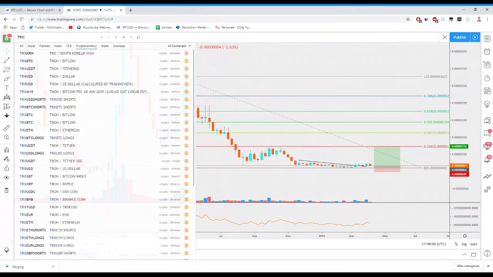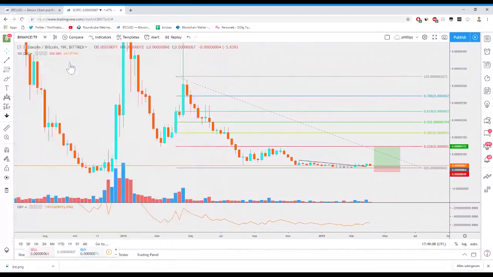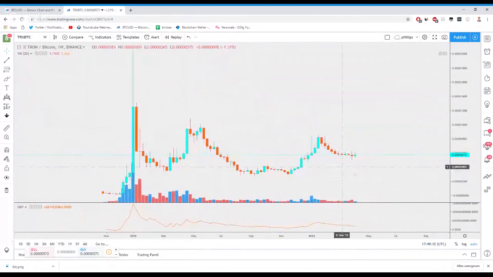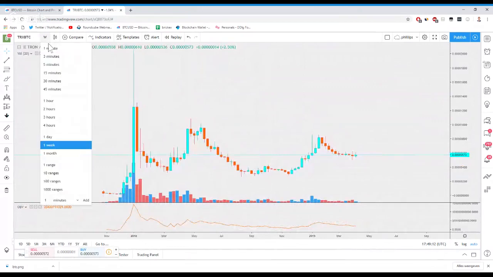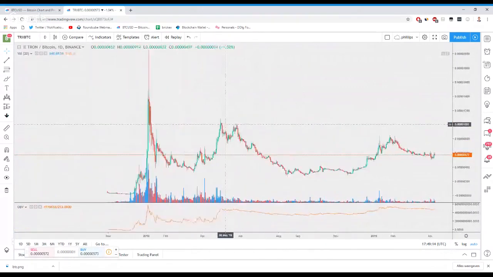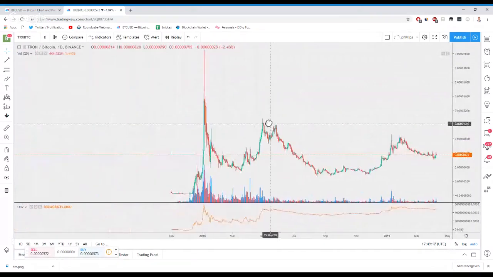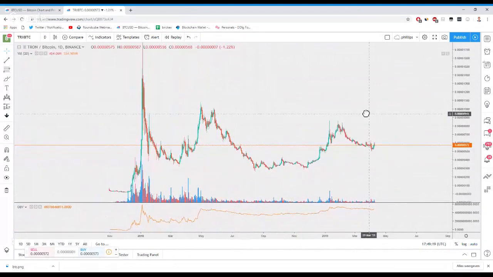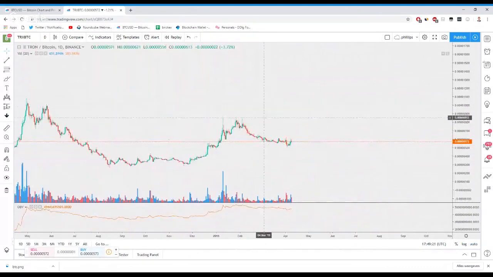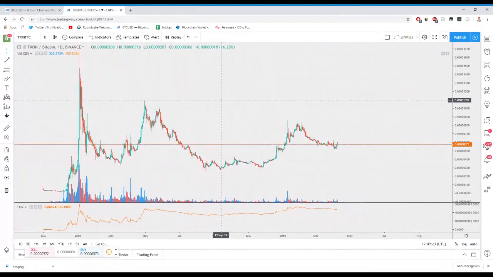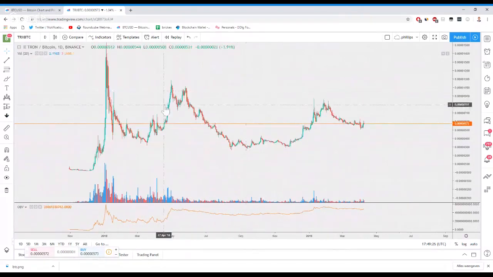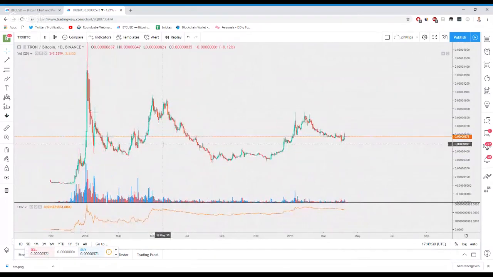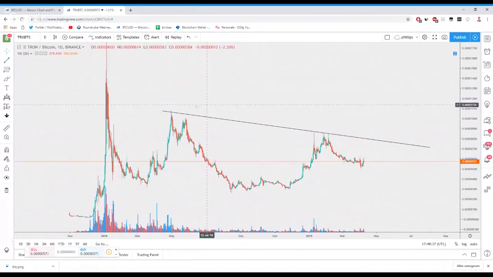Tron, TRX paired against Bitcoin. Let's go on Binance, and let's go to the 1-day charts. There we go. For me, Tron is kind of a mystery. This is a very unusual pattern. However, I believe this is something that we can play with, and we can do it as follows.